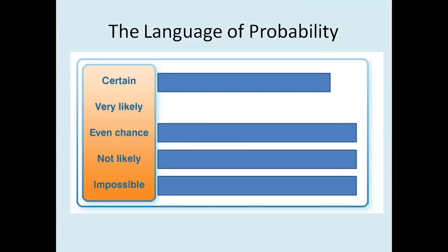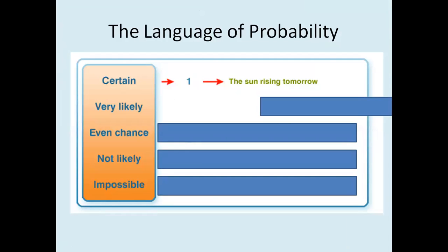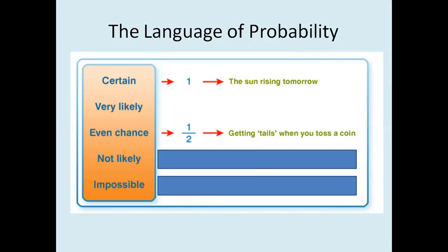So the language of probability: certain means one whole, like for example, the sun rising tomorrow. This is something that we are sure about. The sun will rise tomorrow. That's something certain to happen. Even chance is half. Getting, like for example, tails when you toss a coin. Now the coin has 2 outcomes. If you toss any coin, you might get head or tail. There's nothing else that might happen. So getting a tail is 1 tail out of 2 outcomes, head and tail.